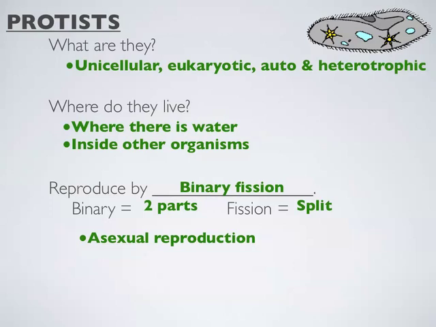So binary fission is asexual reproduction. It's just one thing splitting in two. So basically, in binary fission, the cell copies itself. It copies its DNA in its nucleus, and then the rest of the cell splits in half, and you end up with two organisms. It only started with one original parent organism that splits in two.